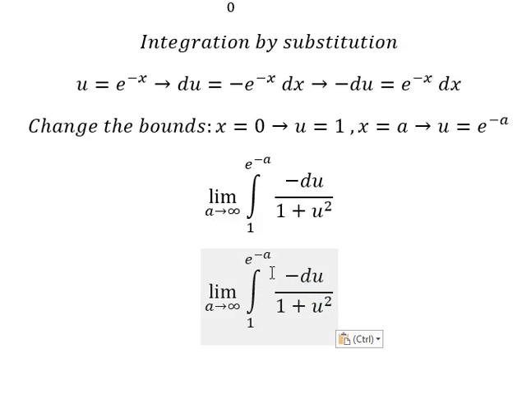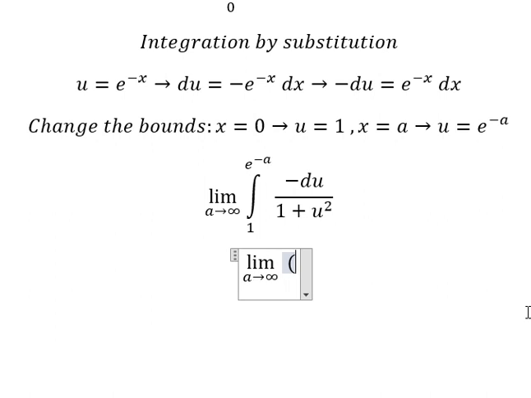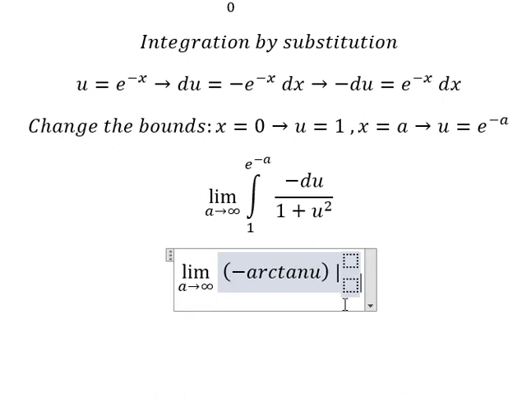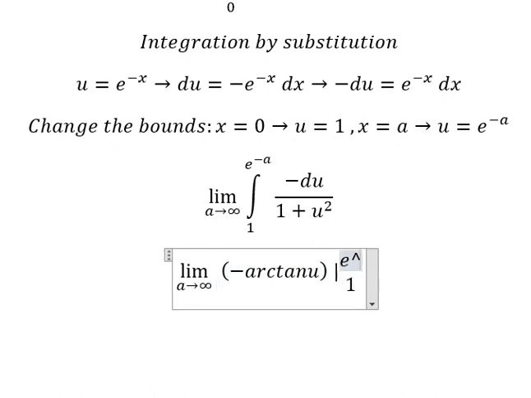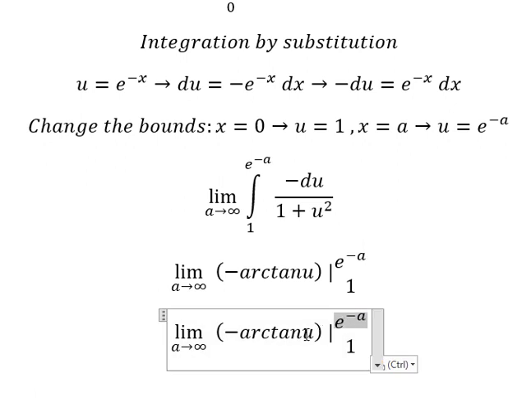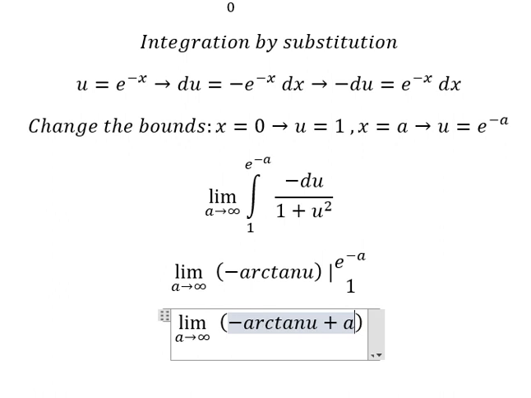So the integration of this one, we have negative arctan of u. And I will put the bounds from 1 to e to the power of negative b. So I will put this one here, 1 here, and now we have it like this.